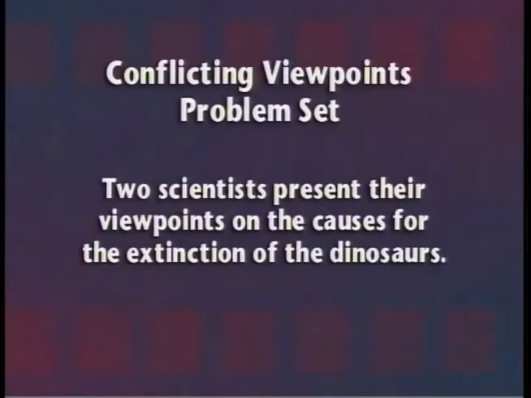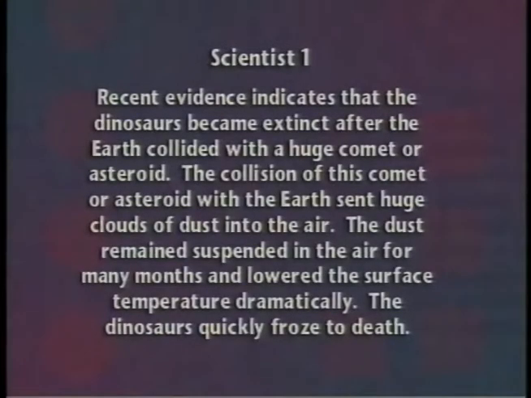Two scientists present their viewpoints on the causes for the extinction of the dinosaurs. Scientist 1. Recent evidence indicates that the dinosaurs became extinct after the Earth collided with a huge comet or asteroid. The collision of this comet or asteroid with the Earth sent huge clouds of dust into the air. The dust remained suspended in the air for many months and lowered the surface temperature dramatically. The dinosaurs quickly froze to death.